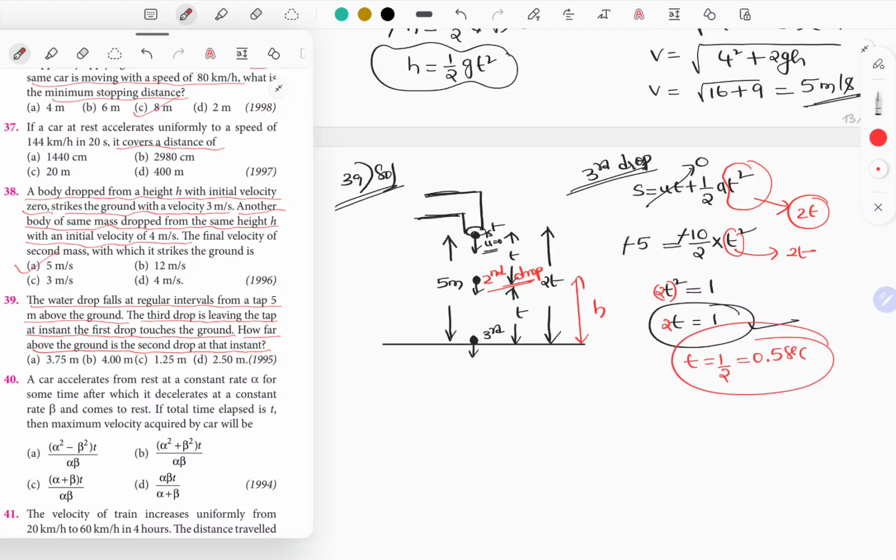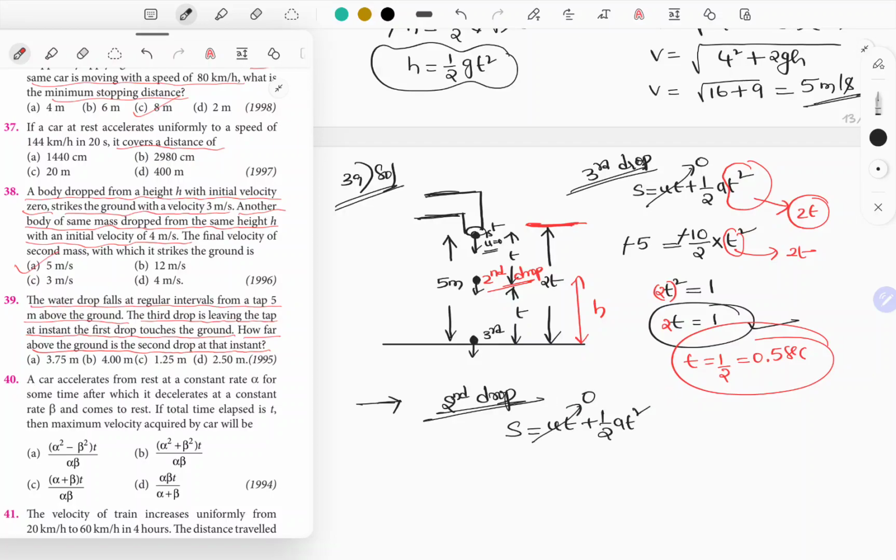Observe carefully. While I'm substituting in this equation, in place of small t, do I have to substitute 2t or only t? 2t I have to substitute, because the third drop is taking 2t time from the tap. So for every 0.5 second, one drop is being released from the tap. That is the meaning. First of all, find out the distance traveled by the second drop in 0.5 second. So s is equal to ut plus half at square.